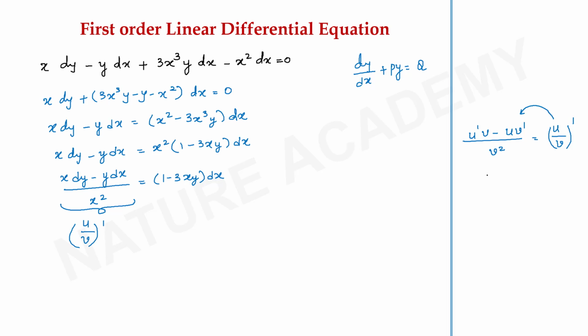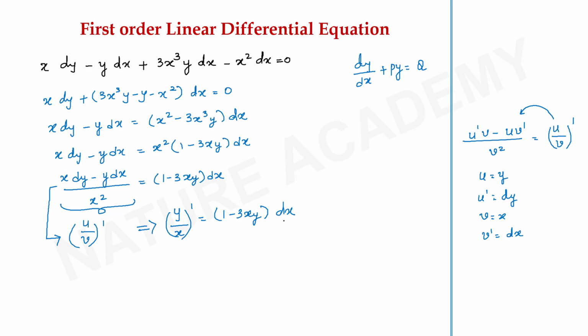Now here in this given equation, u will be y, then u dash will become dy, v will be x, and v dash will become dx when you differentiate it. So I can simply write this equation in this form, y by x whole dash is equal to, my right hand side is not going to change, 1 minus 3xy into dx. Okay. Now to make this differential equation simpler, I will put y by x is equal to z.